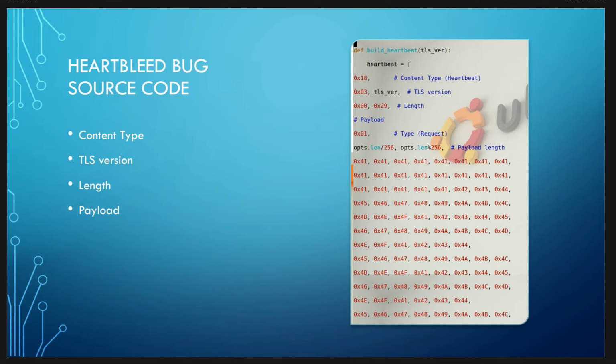Here is the Heartbleed bug source code. As you can see, it contains the content type, it contains the TLS version, it also has the length of the payload, as well as the payload itself with the initial bytes, and then some malicious content that would allow it to create a buffer overflow and extract extra data from the server.